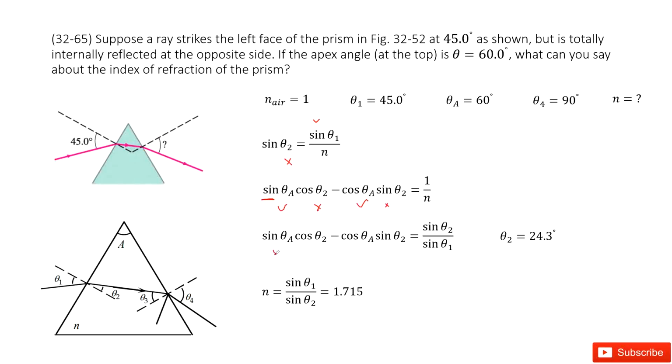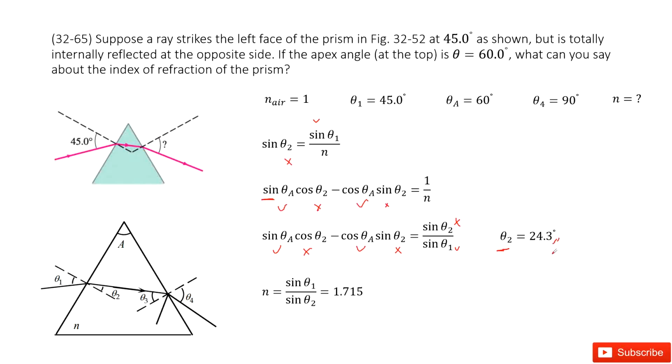In this equation, we can see sin theta A is given, cosine theta 2 is not given, cosine theta A is given, sin theta 2 is not given, sin theta 1 is given. So the only unknown quantity is theta 2. We solve this equation, and we can get theta 2 as 24.3 degrees.